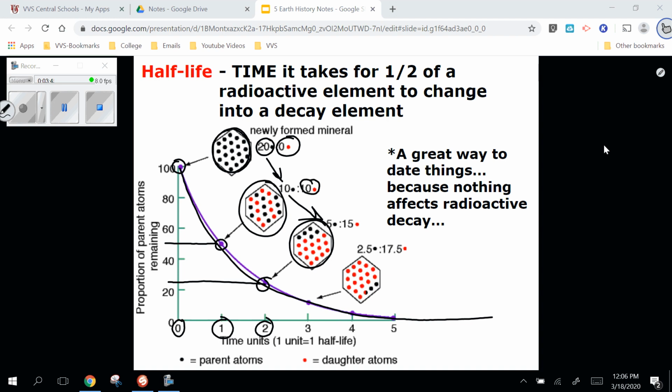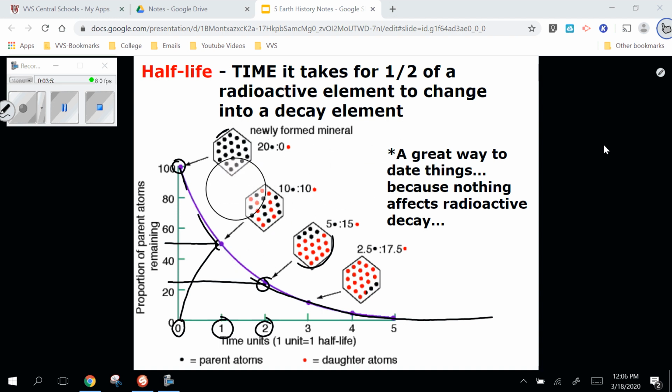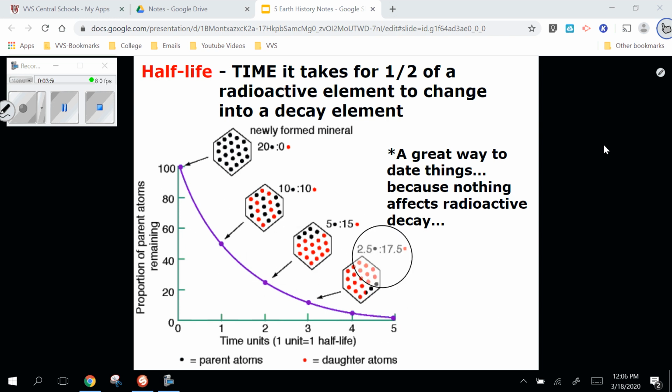And the nitrogen it turns into is going to get more and more as we go. That's kind of what's going on. And knowing how much carbon 14 in relation to how much nitrogen 14 is in something, we can backtrack and figure out when it died.